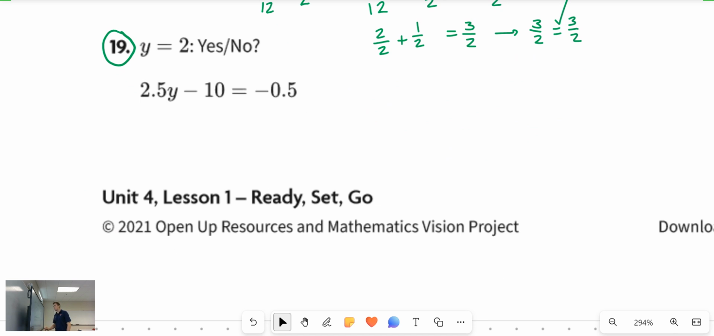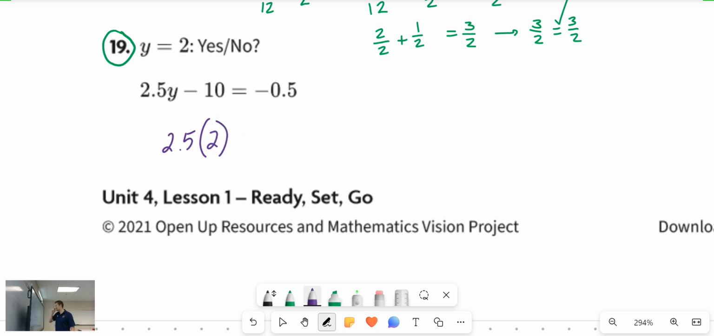All right, y equals 2. This should be pretty easy to plug in. We'll do this one in purple. All right, so, it's 2.5y. Ooh, this is going to be interesting. All right, so let's see. First off, we're going to rewrite our equation. 2.5 times 2, right? We're just going to plug in a 2 in parentheses for y, minus 10 equals negative 0.5. And it seems like we're doing this one in decimals instead of fractions, so that's fine.